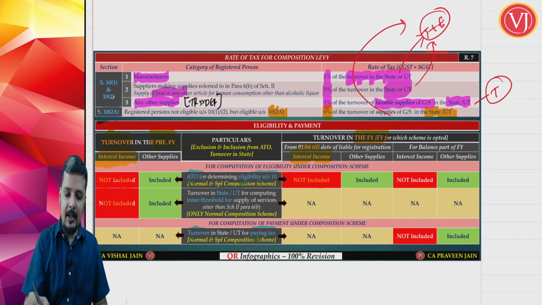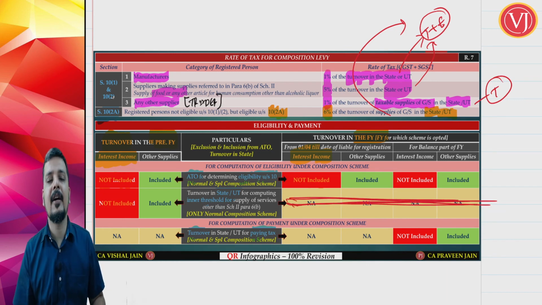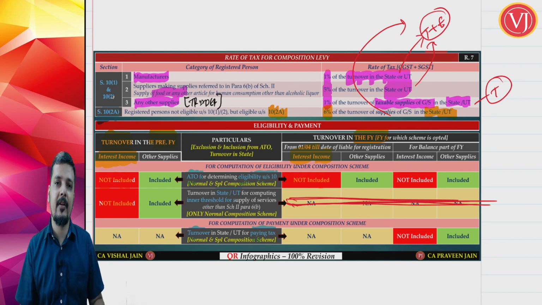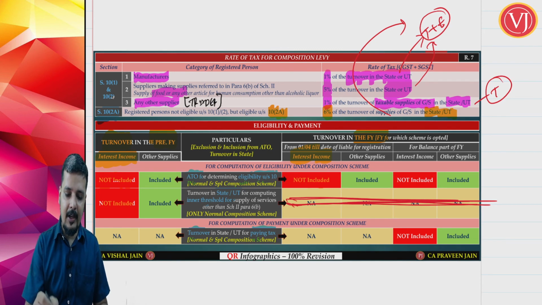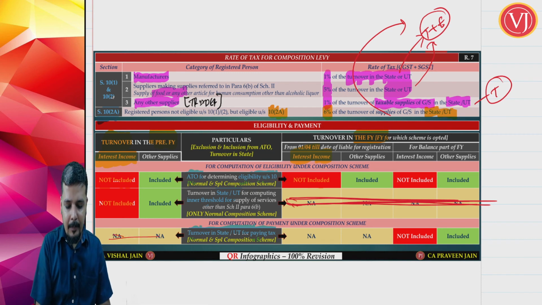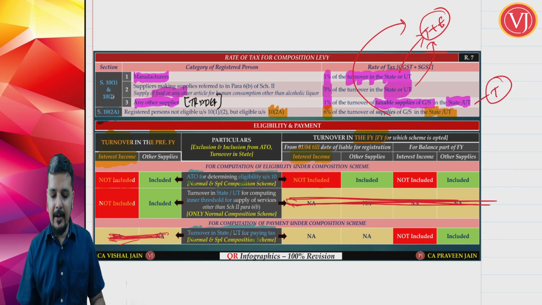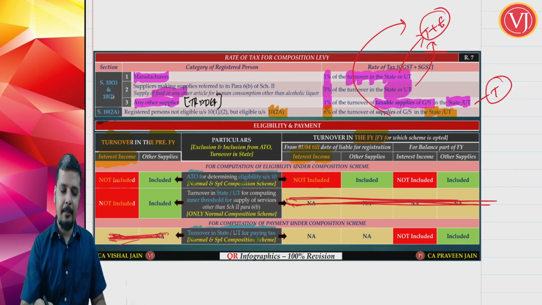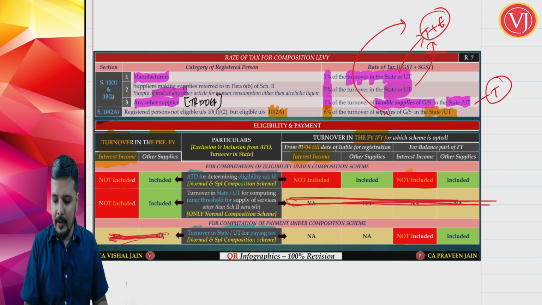When you talk about state turnover for the inner limit, it has got nothing to do with the current year, isn't it? It is the state turnover of only the preceding year. So in the state turnover of the preceding year, you are not going to see interest. The third is state turnover for paying taxes. Payment of taxes is always based on the current year, so there is nothing to do with the previous year. And whenever interest is there, the moment you see interest, do not include it.